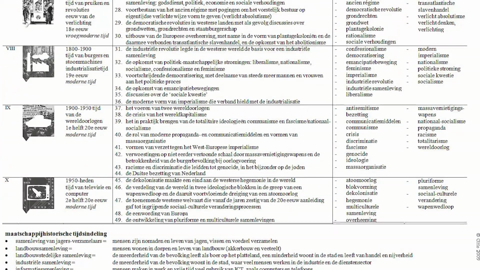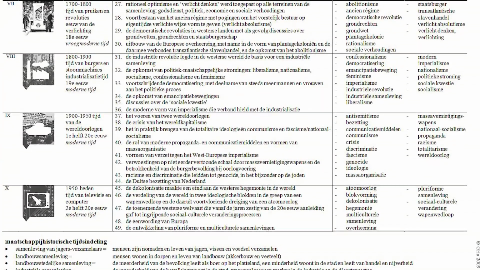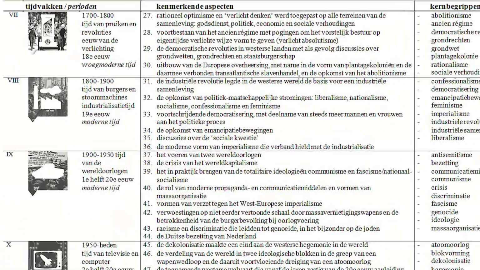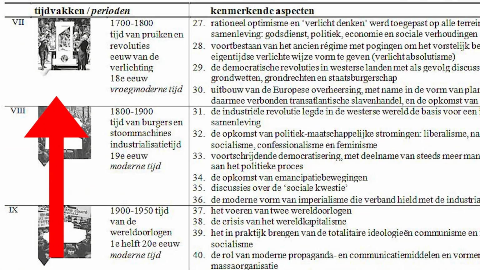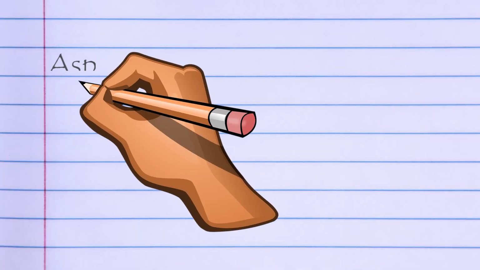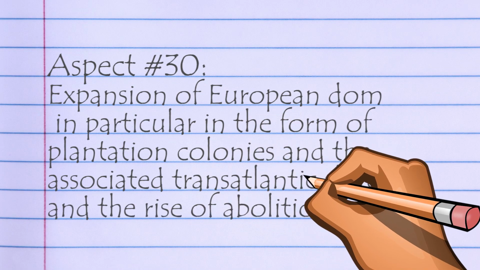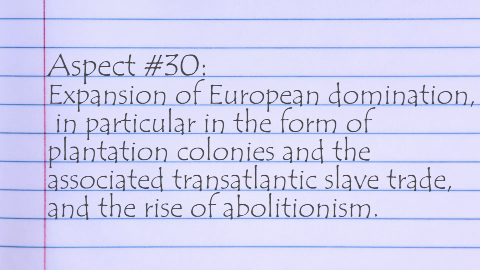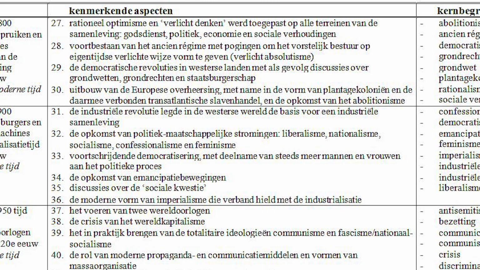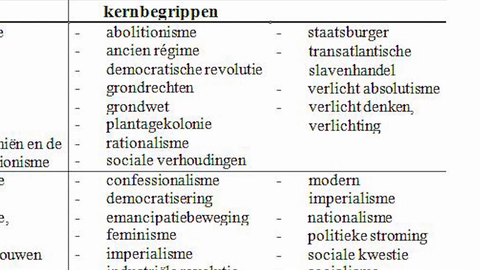But I do have to say that in English they sound pretty cool. But maybe that's because everything in English sounds cool. Now each time period has several characteristic aspects with it. So looking at the time period 7, Whigs and revolutions, there is aspect 30, which is the expansion of European domination, in particular in the form of plantation colonies and the associated transatlantic slave trade and the rise of abolitionism. These characteristic aspects are linked to core concepts, like in this case, plantation colonies, transatlantic slave trade, and abolitionism.